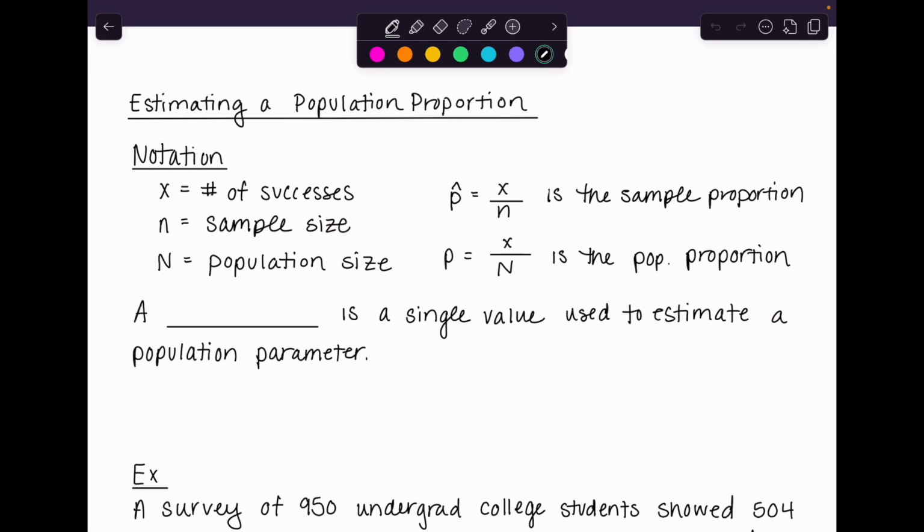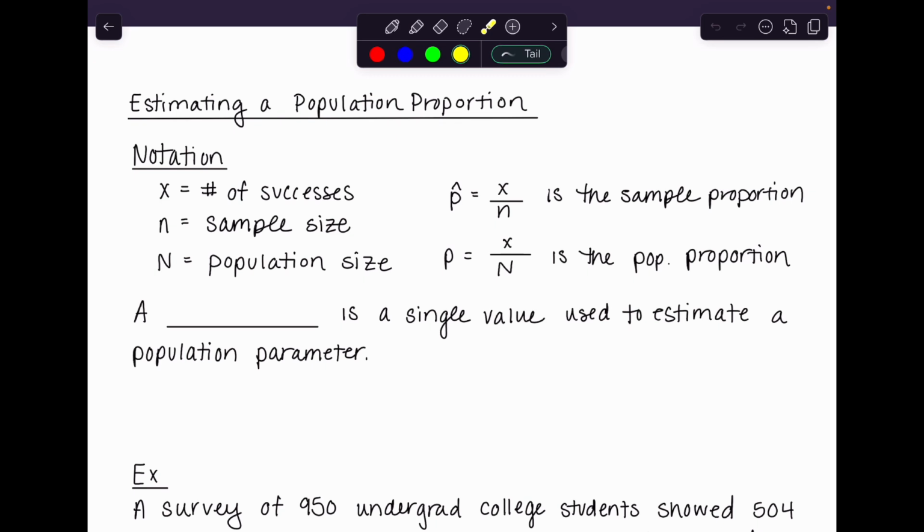So just to refresh on some of our notation, X is going to be the number of successes. So again, if this is a survey, it's the number of people that agree with that statement. N is the sample size that you pick from. So say you have a full population of individuals, looking at US citizens, that would be whatever number the current population is, but your sample size may only be like 5,000 of those individuals. So capital N is going to represent the true population size.